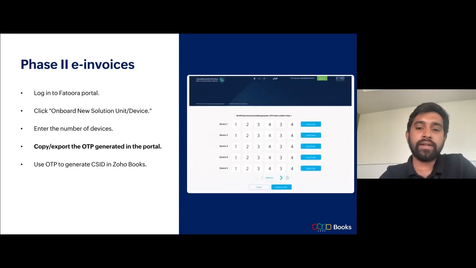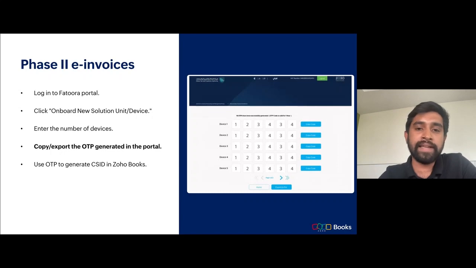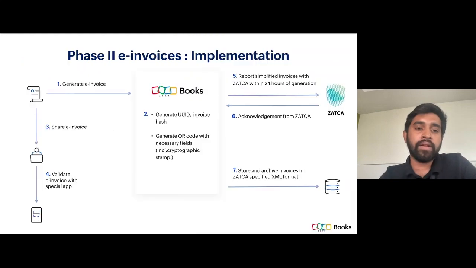Once done, you will get an option where you can have an OTP generated in the Fatura portal. You can simply copy and paste this OTP in the e-invoicing solution, which will then generate a CSID, a cryptographic stamp identifier. By doing this, the integration with the Fatura portal will be successful with the e-invoicing solution. So now we will discuss more on how the e-invoicing workflow is for a business.